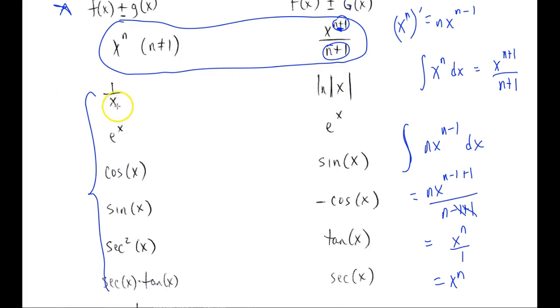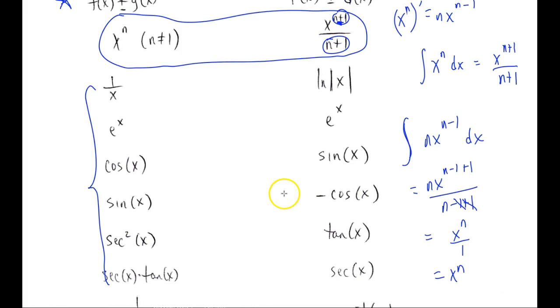But we know that 1 over x is the antiderivative of natural log of x because natural log of x, its derivative is 1 over x. Of course, we know that e to the x is a derivative of itself, so its antiderivative will also be that way as well. The derivative of sine is cosine, so therefore the antiderivative of cosine is sine. And here we know that for negative cosine, if we took the derivative of that, that would be positive sine. So the antiderivative of sine is negative cosine.